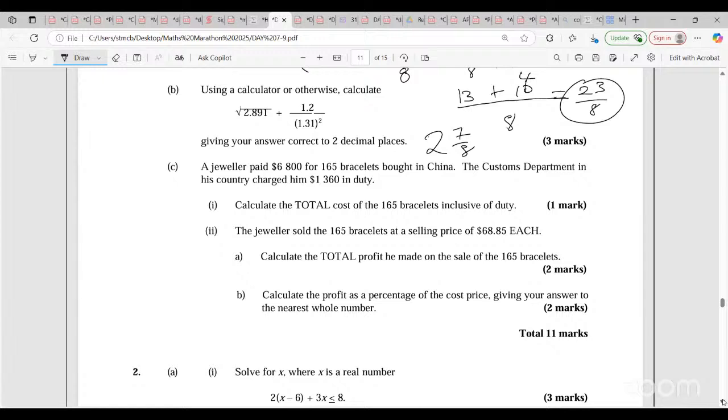Oh no, using a calculator, calculate the value of the square root of 2.891 plus 1.2 divided by 1.3, bracket squared. What's the answer for that? You can use a calculator, guys. All right, I see 2.37, I see 2.4, definitely. Work it out for yourself, but we're just going to write the answer here. That's 2.4.